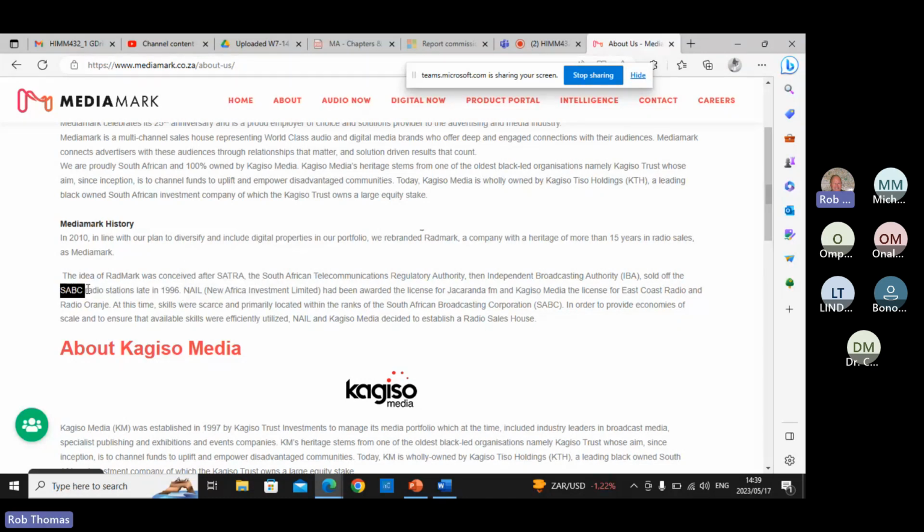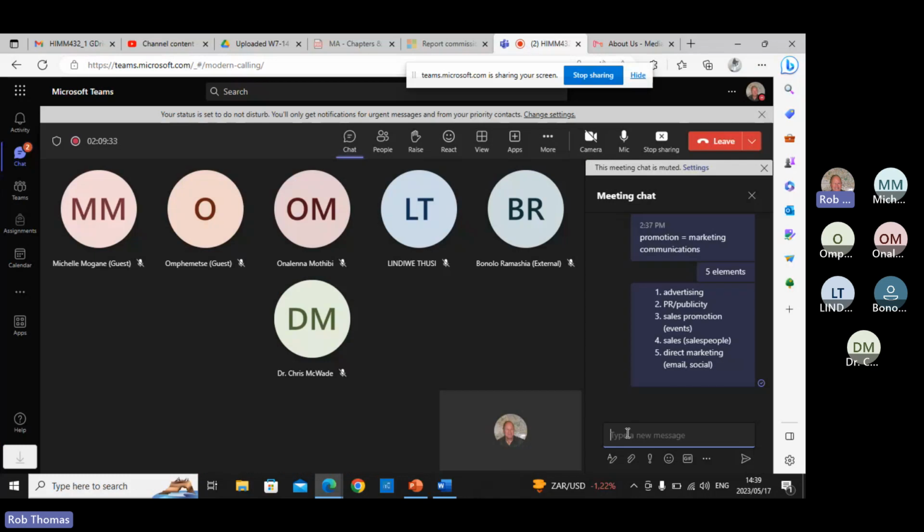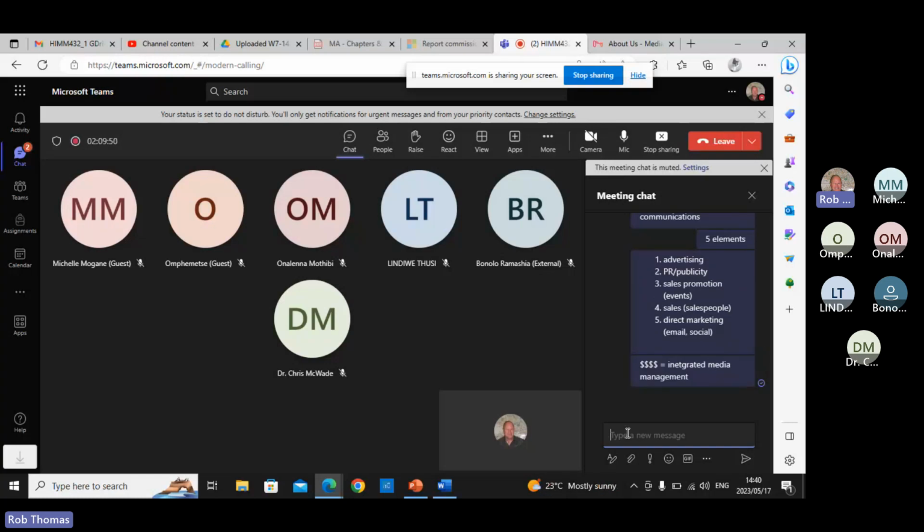But then they realized, as you guys have, that you can't just do radio. Well, you can, but if you want to make more money, why don't you integrate all your media and use them all? So let's integrate, which is exactly what this course is about. Integrated media management. So MediaMark is all about integrated media management. They take their media and they manage them all together.